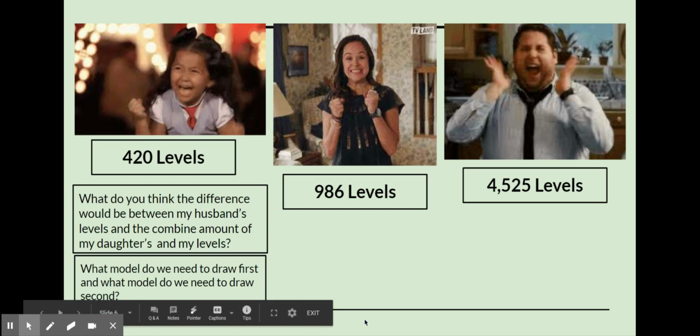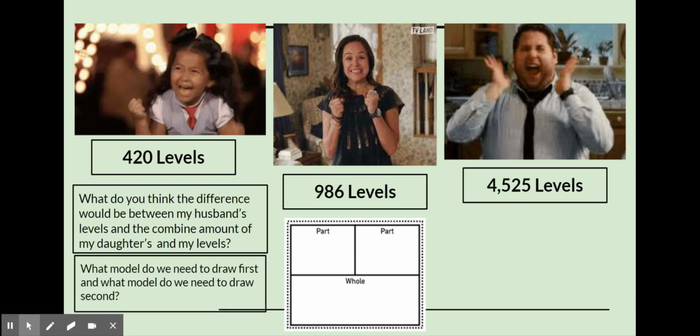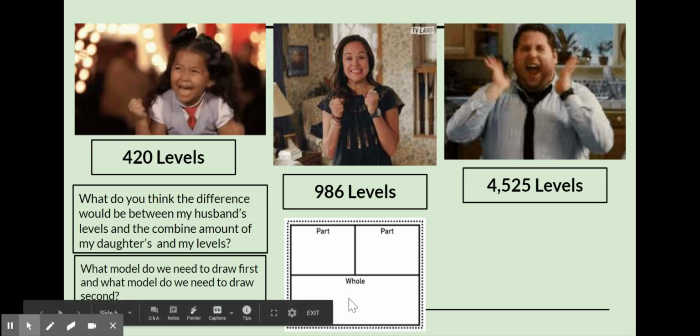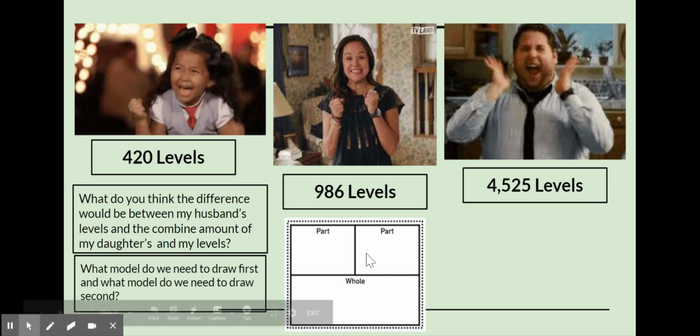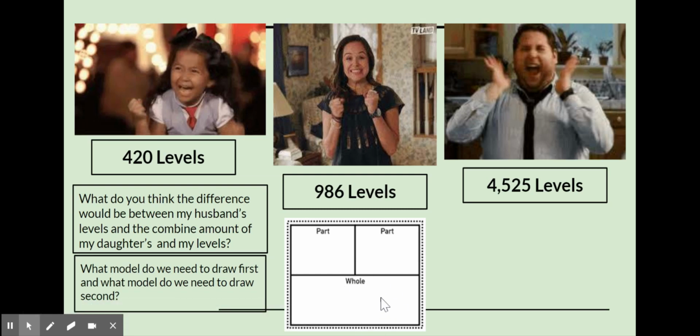We would use the part whole model first because we need to add first to get the combined amount of my daughter's levels and my levels. So my daughter's level is a part and my level is a part, and we need to combine those to get the total sum of both of our levels.